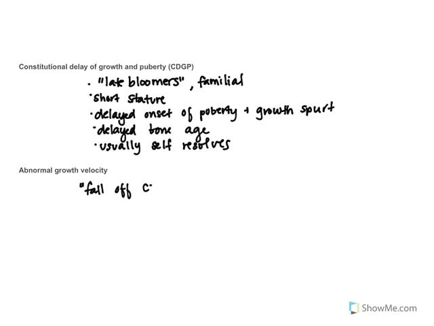Abnormal growth velocity is simply when patients or kids fall off the growth curve. The workup for this at the age of puberty or in those early adolescent years is a TSH, PRL, and an insulin-like growth factor.